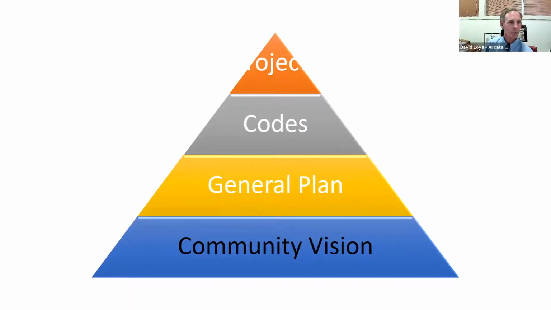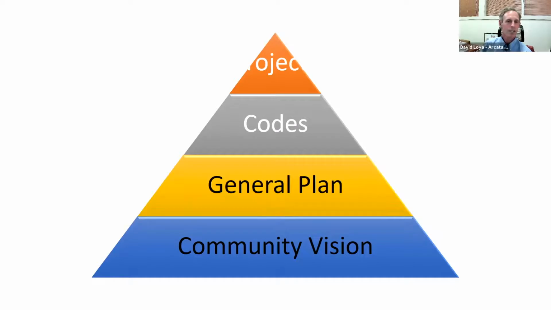At the very base is community vision. Tonight we're doing community visioning. We're asking you what you think about a range of different topics. The next layer is the general plan. We take this community vision and we craft it into policy. Not everyone's a policy wonk, so we're not going to get into a lot of policy in this meeting tonight, but we're taking the ideas, the concepts, the thoughts that you have, and translating those into policy.